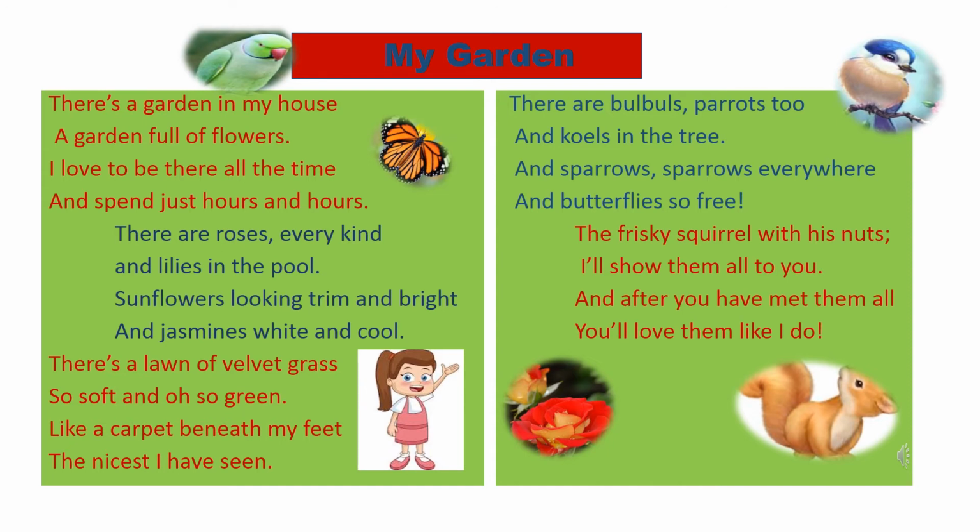I'll show them all to you, and after you have met them all, you'll love them like I do. Here, the writer is telling us that if you sometimes get an opportunity to visit my garden, please do come. I will show you the beautiful flowers, the velvet grass, the birds, and butterflies, and above all, the naughty little frisky little squirrels who are always eating nuts. And she says that if you see them, you will start loving them like the writer loves them all.